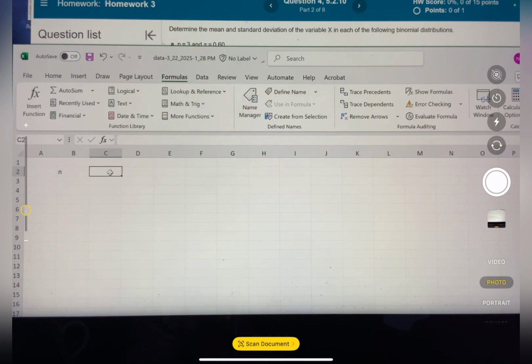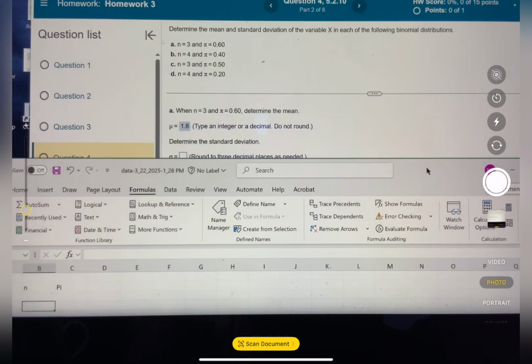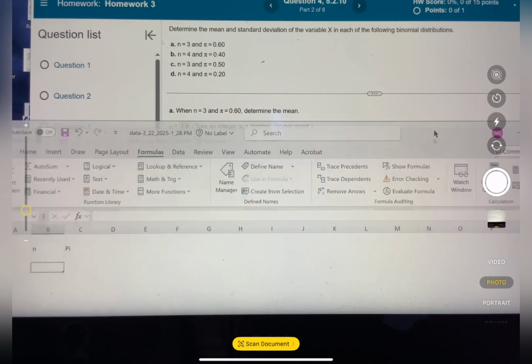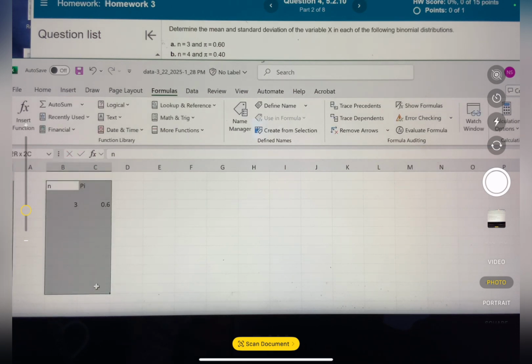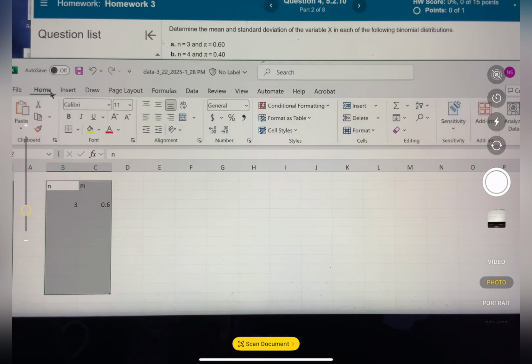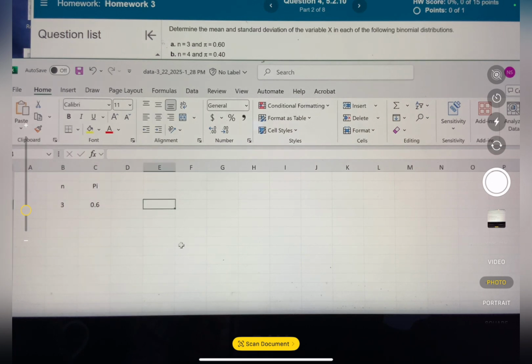Here I'm writing my pi. I'm going to put p, pi. I'm not going to waste time. I can find here insert symbol pi, but we already know. In this case, we had what? N is 3, pi is 0.6. Let me format it to go everything in the middle. Home, here I will choose this. There we go, so to have it in the middle.